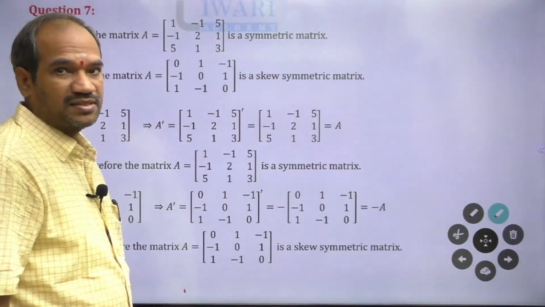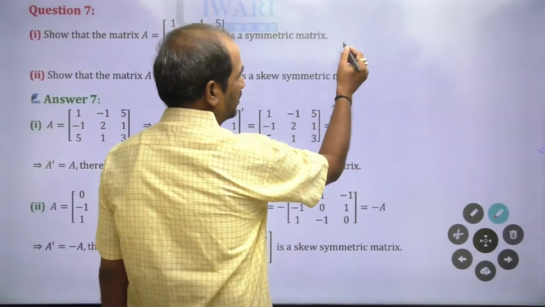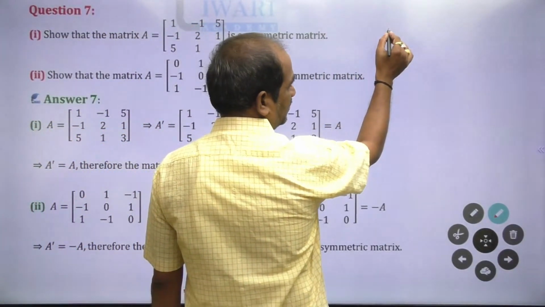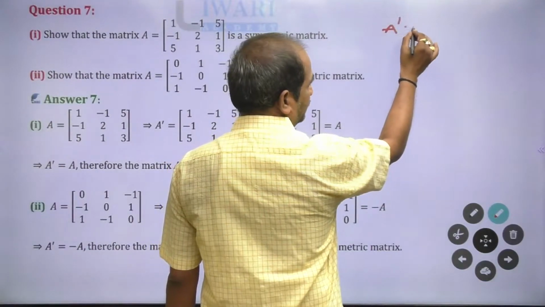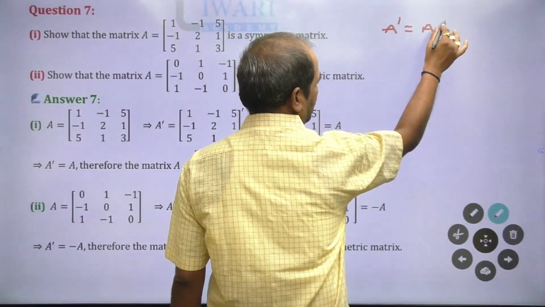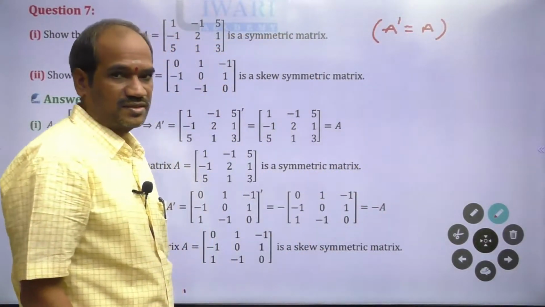Symmetric matrix condition: here A is a symmetric matrix, A dash, which is A transpose, is equal to A. A transpose is equal to A. So A is a symmetric matrix.